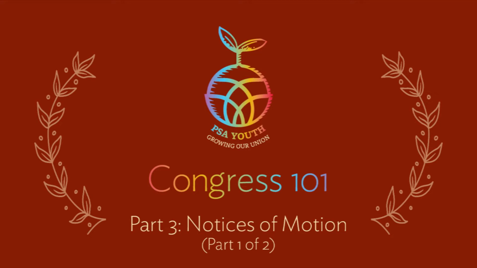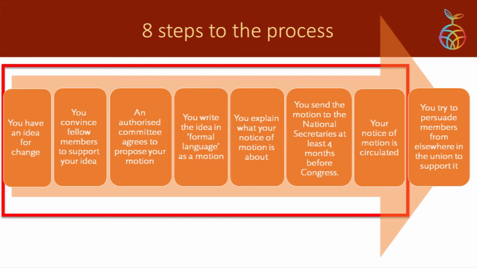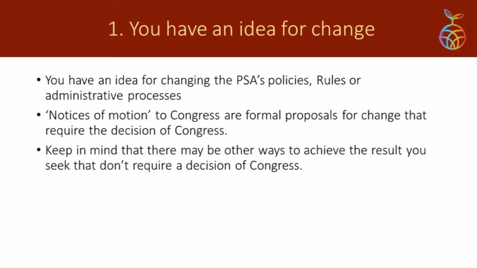We like to call this Congress 101. In this session, we'll learn about how notices of motion come to be and the process that someone undertakes to get one. As you can see, we've got a wonderful process diagram here. With this particular video, we're going to focus on 7 steps and then talk about the 8th step in the next video. So first up, you've got an idea.